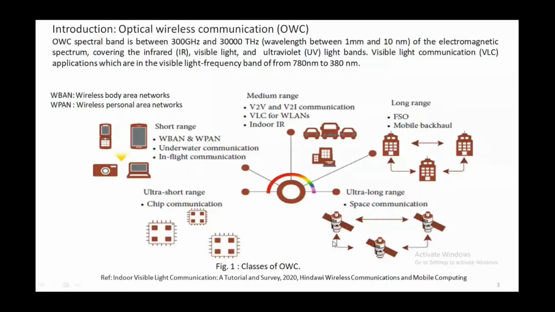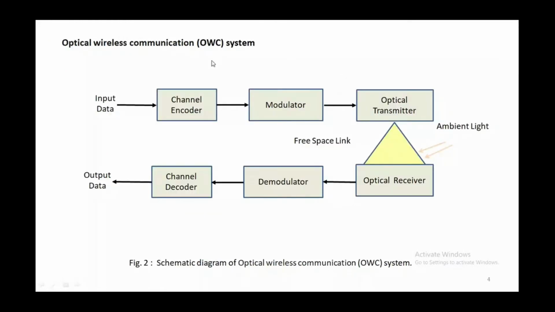So this is the optical wireless communication system block diagram. We have to take input data, and this input data is given to the channel encoder. After the channel encoder, we give it to the modulator, and the signal up to here is in electrical form, and that signal is given to the optical transmitter that converts the electrical signal into an optical signal. And this optical transmitter may be an LED or laser type of source which can transmit the data in the form of light.